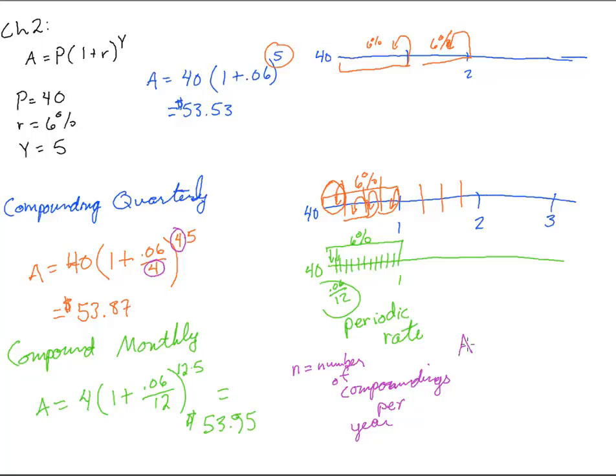So the new formula looks like this. The amount of investing this much money at that rate with that many compoundings, and here is a new formula that we punch stuff in and punch it into the calculator.